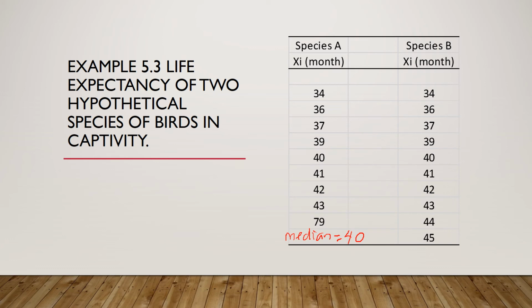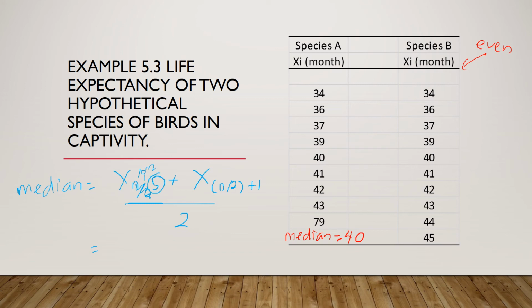However, if n is even, like this sample, then the median is defined as the midpoint between the two middle measurements. That is, the formula for the even number is the median equals x of n divided by 2 plus x of (n divided by 2 plus 1), all divided by 2. Here the total is 10, so 10 divided by 2 equals 5, x5. Then 10 divided by 2 plus 1 gives x6. So this will be x5 plus x6 divided by 2.